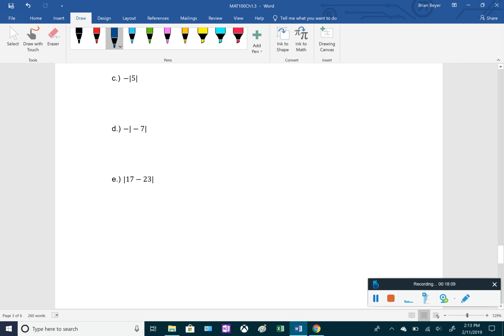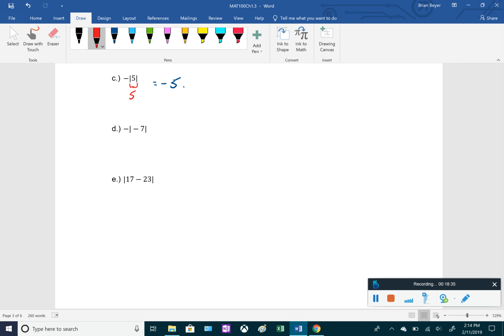So it gets a little bit harder here. We have negative and then the absolute value of 5. So the absolute value of 5 here is going to equal positive 5. However, we have a negative in front, so it's negative 5 is our answer. So based on order of operations, this is like saying negative 1 times the absolute value of 5. Negative 1 times 5 is negative 5.